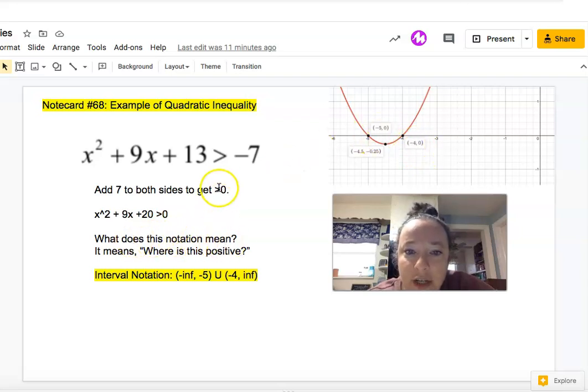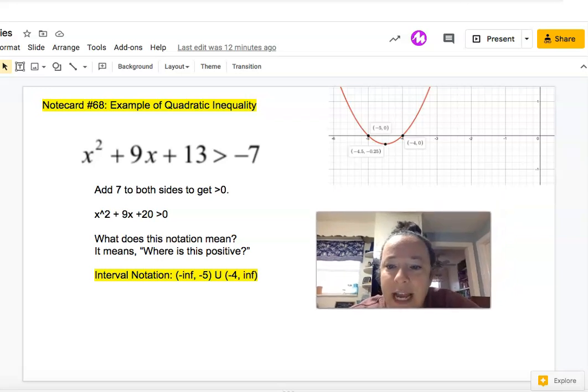What does this notation mean when you have a greater than 0? That means positive. Where is it above the x-axis? Guys, that's here and here. We've been doing this for quite a while now, so this should be pretty quick for you. If you smush those two little pieces down, that would be negative infinity all the way to -5, union -4 to infinity. Pause me and finish up note card 68.